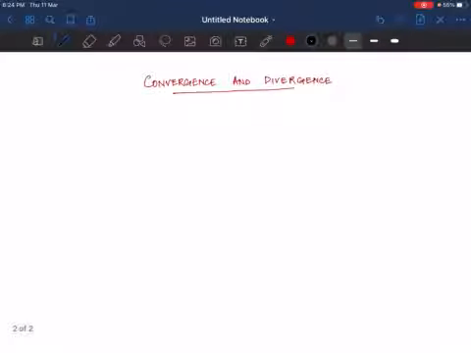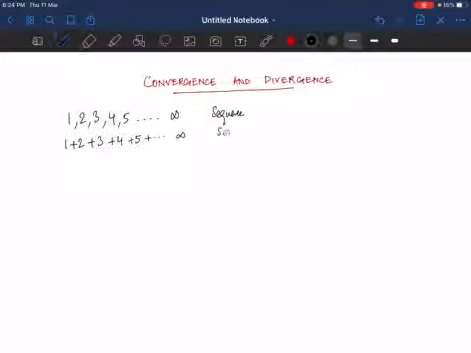Suppose we have some sequence of numbers 1, 2, 3, 4, 5, and so on, it keeps on increasing like this to an infinite number of terms. So this is my sequence, and a series is nothing but, if I write them by putting a plus sign between each of the terms of the sequence, then we get a series. Now, when can this series be convergent and when can it be divergent? This video is all about that.